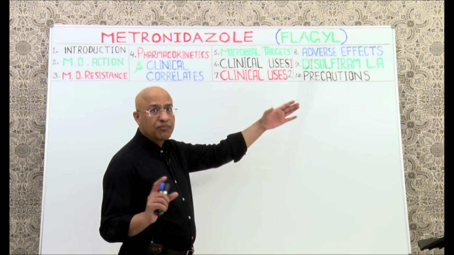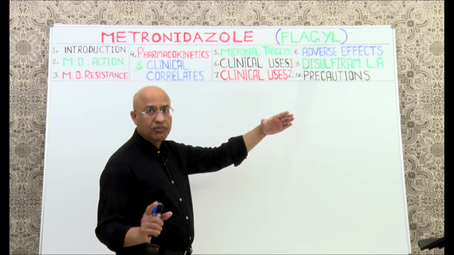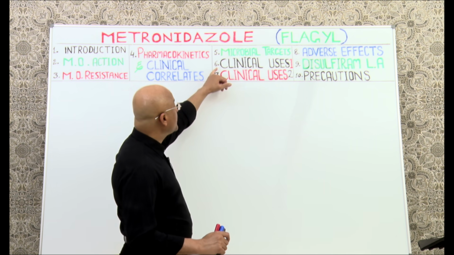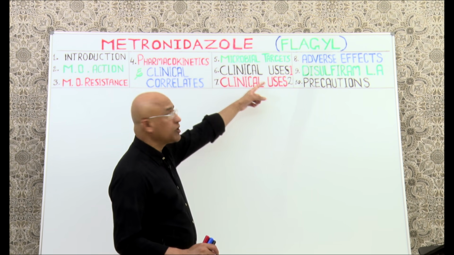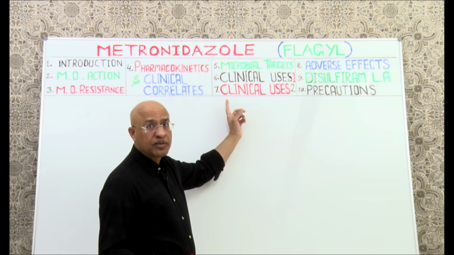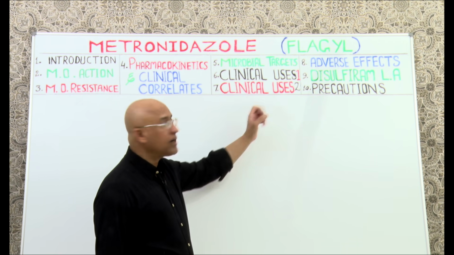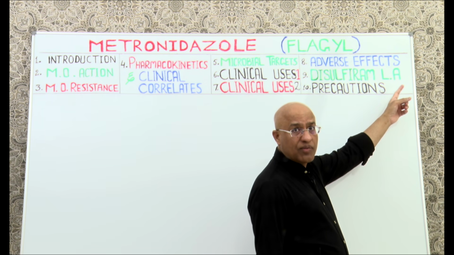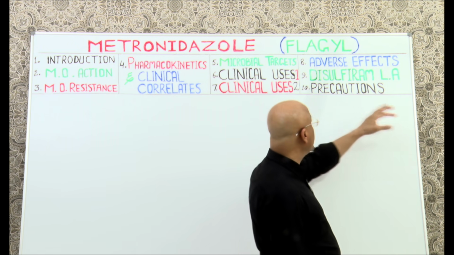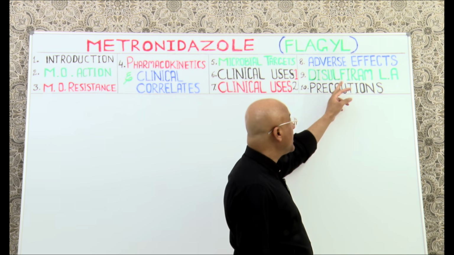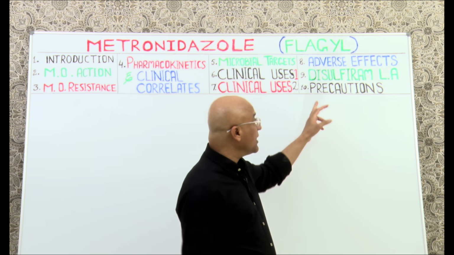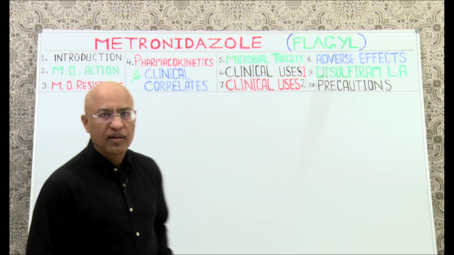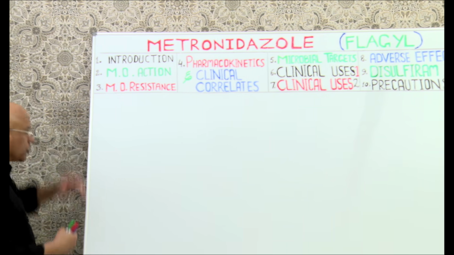There are about 12 clinical conditions in which we use metronidazole. I will discuss 6 conditions in clinical uses part 1, and 6 conditions in clinical uses part 2. And in the end, we'll talk about the adverse effects of this drug, untoward effects, side effects, and especially we will focus on the disulfiram-like action and other precautions which we should take before prescribing this drug. Now let's start with the beginning, the introduction to this drug.